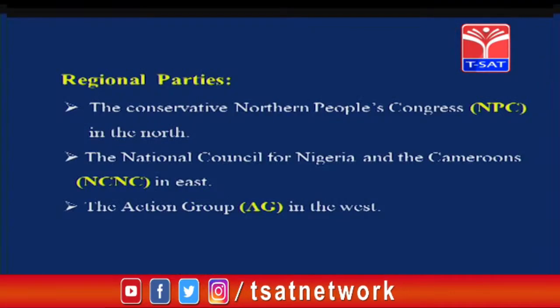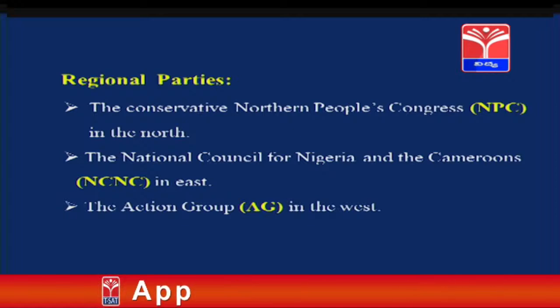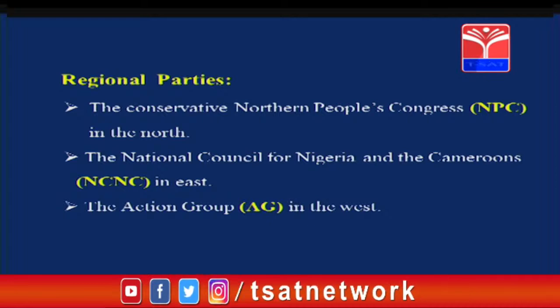So, children, there was a national movement at this time in the peak stage. The people of regional parties were fighting for the anti-colonial movement in their own places and at the same time fighting for freedom. Let us see what the regional parties in this area are. The Conservative Northern People's Congress, NPC, was in the north, the National Council for Nigeria and the Cameroons, NCNC, in the east, and the Action Group, AG, in the west.